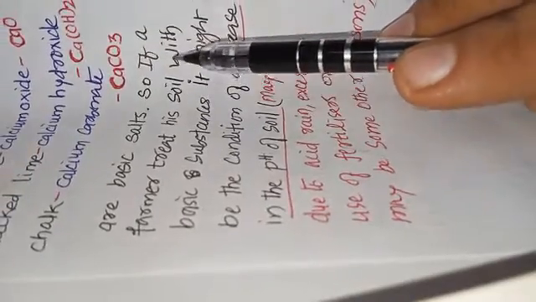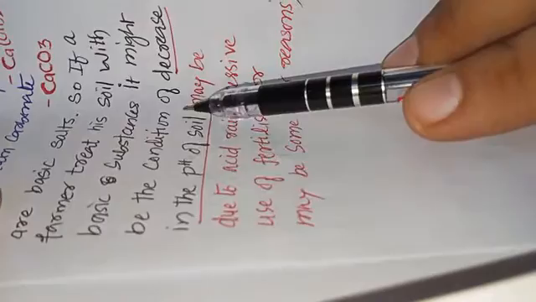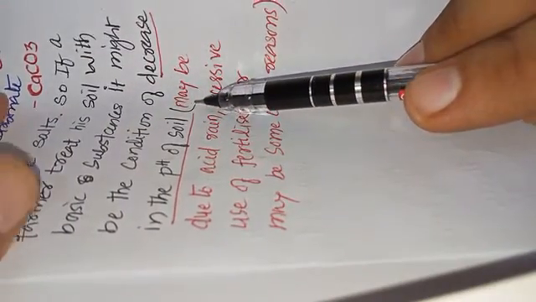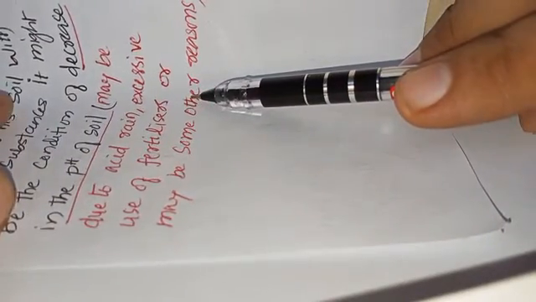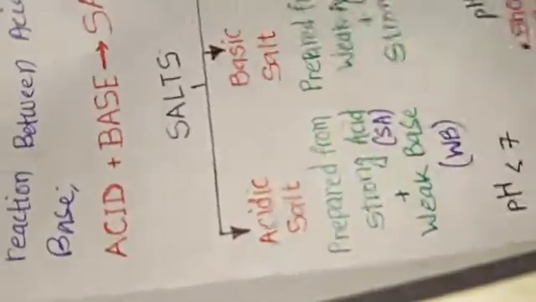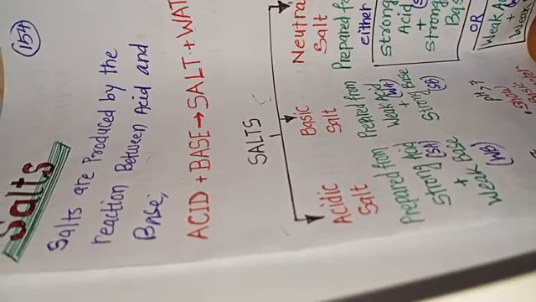So if a farmer treats his soil with basic substances, it might be the condition of decrease in the pH of the soil, maybe due to acid rain, excessive use of fertilizer, or maybe some other reasons. So when a farmer treats his land or his soil with the various types of basic salts, then we can say that there is a decrease in the pH of the soil.